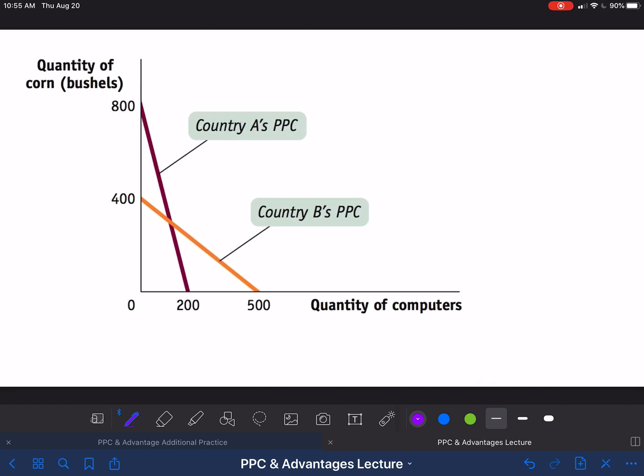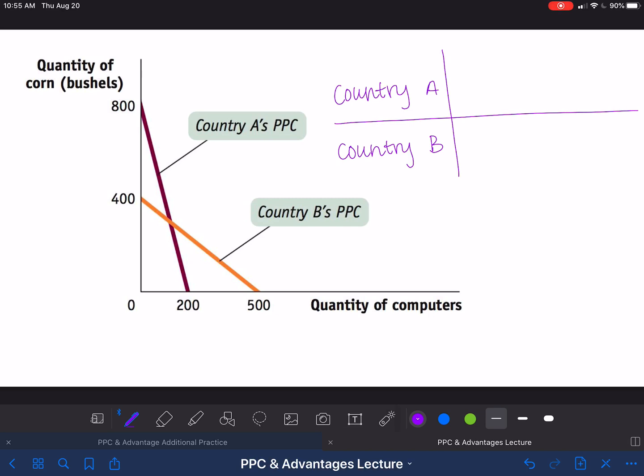There's another way that you can be shown a production possibilities curve with determining trade advantages. So you could have a PPC that looks like this. Now we don't have our table, so we have to set up our table here. So I'm going to go ahead and put country A and then country B and create a table here.